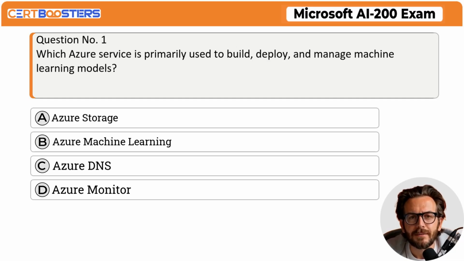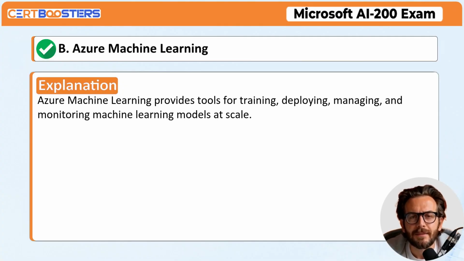Question number 1. Which Azure service is primarily used to build, deploy, and manage machine learning models? A. Azure Storage. B. Azure Machine Learning. C. Azure DNS. D. Azure Monitor. Correct answer: B. Azure Machine Learning. Explanation: Azure Machine Learning provides tools for training, deploying, managing, and monitoring machine learning models at scale.